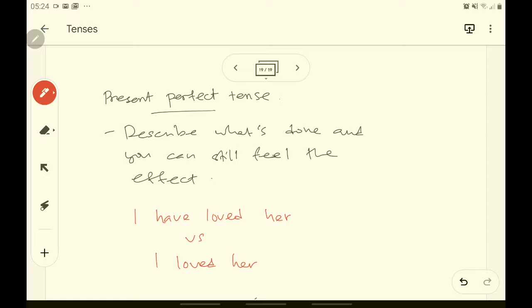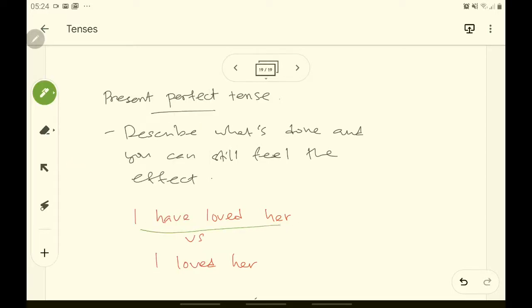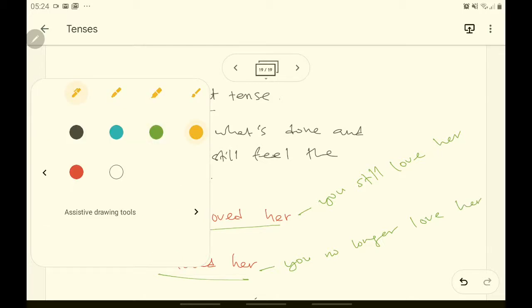Do these sentences have the same meaning? Well, no. This one means that you started to love her, not now, but in the past, but you can still feel the love for her. So it means that you still love her. This one, on the other hand, means that you no longer love her. So that is a difference.